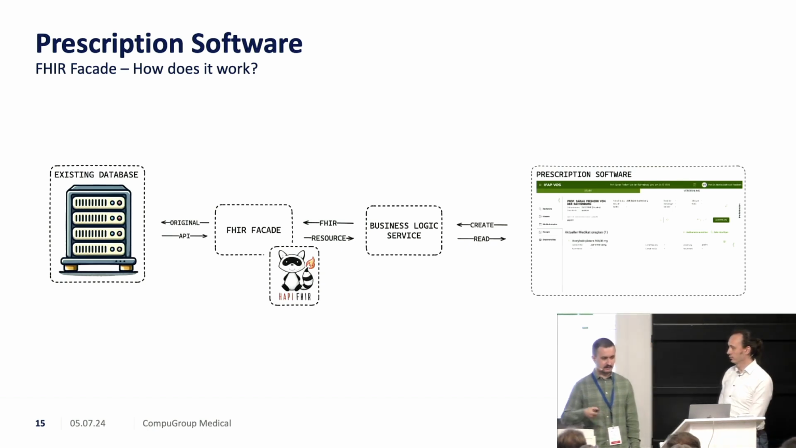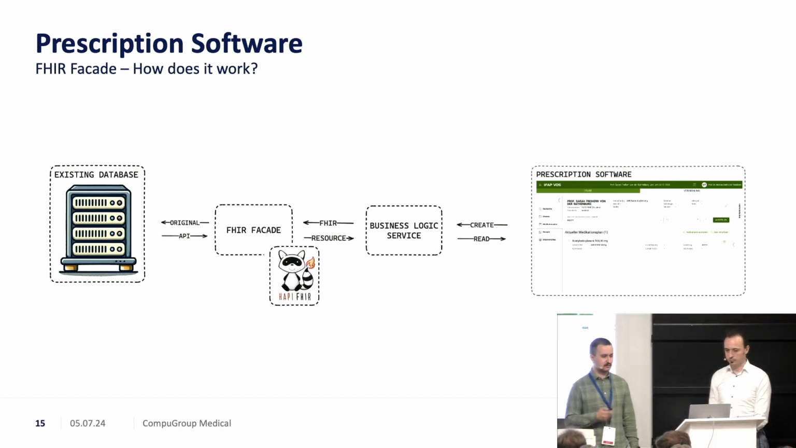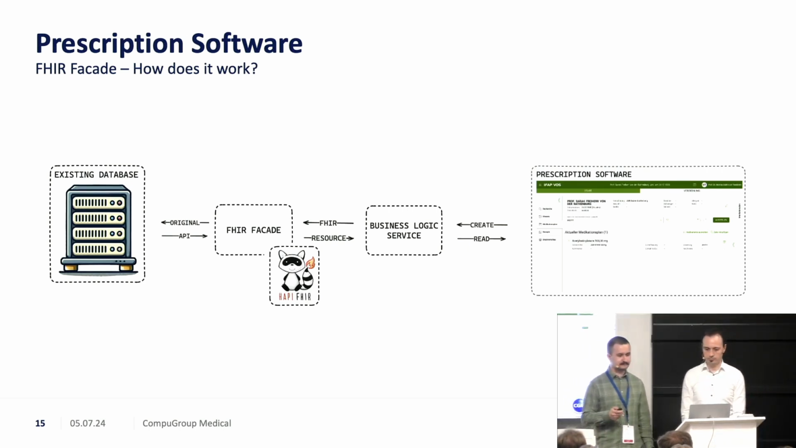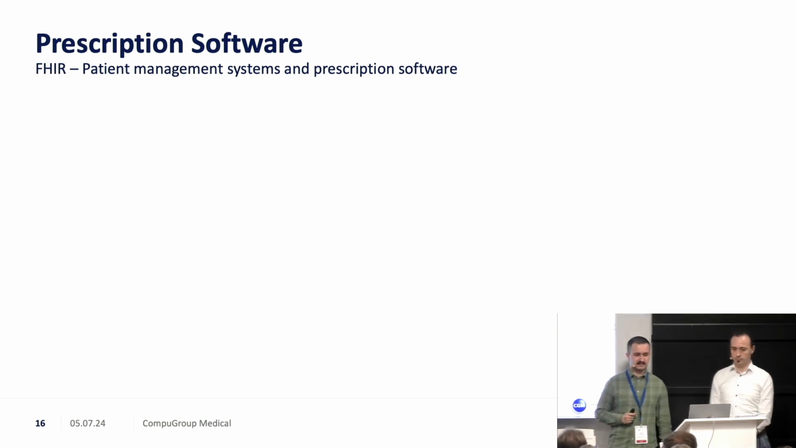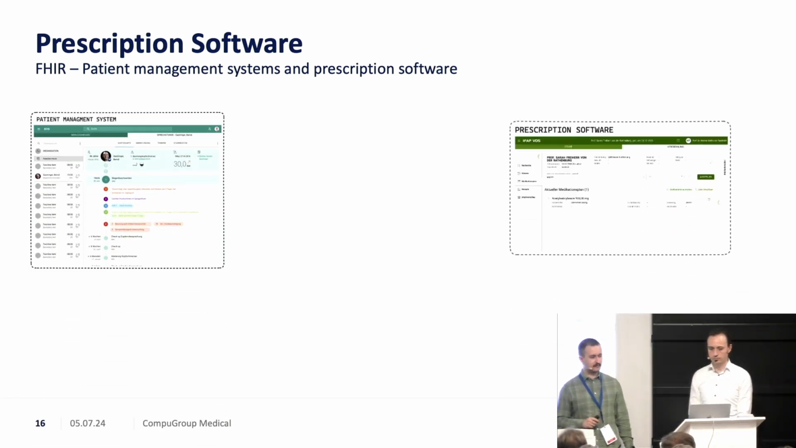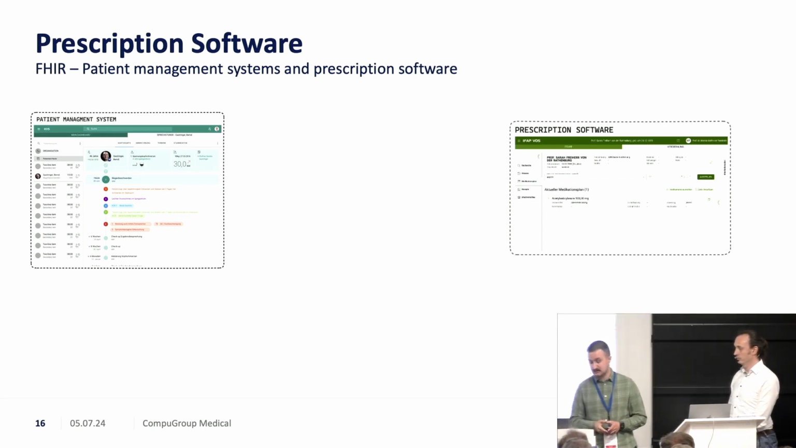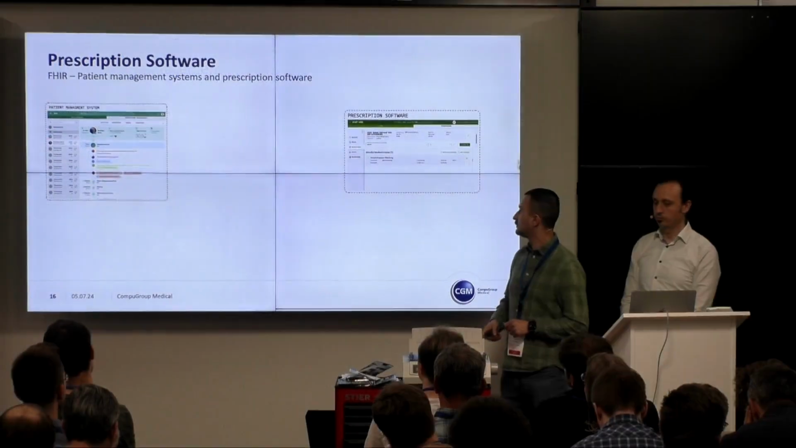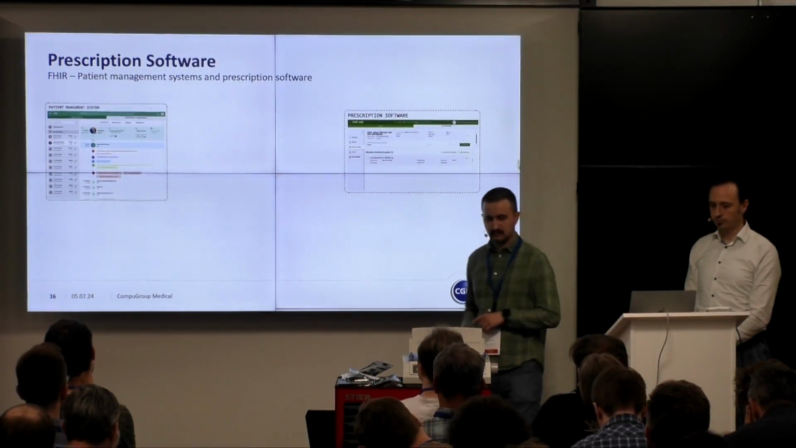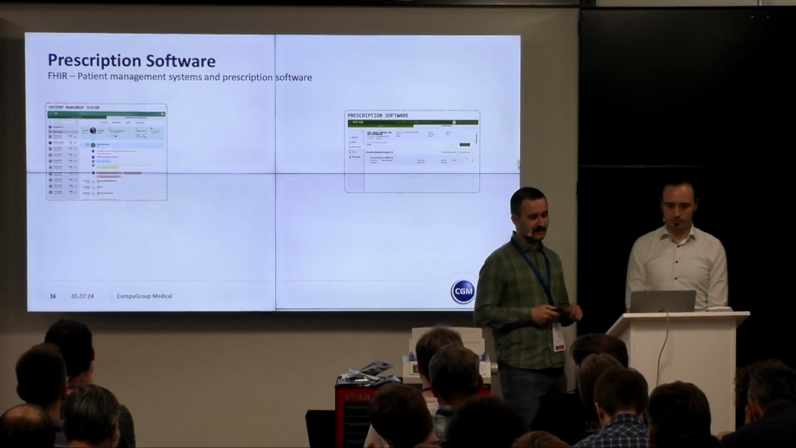You just have then a business logic, and of course, you'll interact with your FHIR facade to convert the data that you need. Okay, now let's take the example of the two types of healthcare software that you'll meet in a normal practice. So we have a patient management system on the left and one on the right, and let's see how they actually communicate.